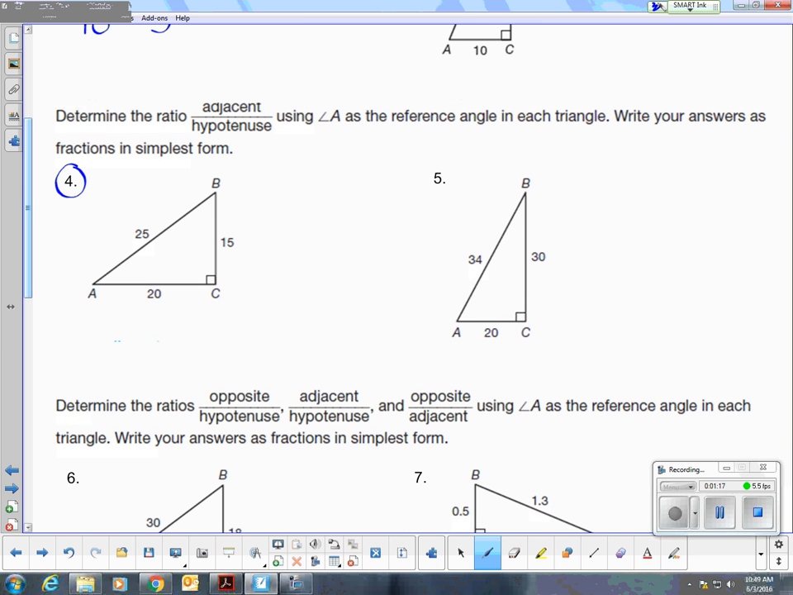In number 4, we're again using angle A as the reference angle. In this side, I'm looking for the side that's adjacent. So this would be my adjacent side. And once again, the hypotenuse, always the longest side, or the side opposite the right angle. And as a fraction in simplest form, the adjacent side 20 to the hypotenuse 25, and those can both be reduced to 4/5.